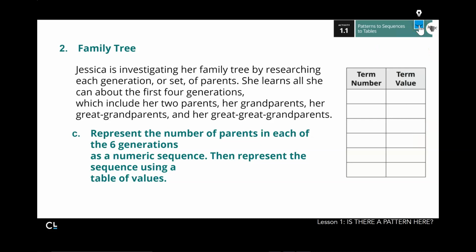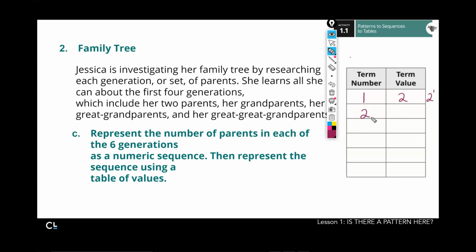Part C. Represent the number of parents in each of the 6 generations as a numeric sequence, then represent the sequence as a table of values. So, let's move that over there. So for my first set, we said it was 2 to the first power. So I'll put that out here so you know what I'm referencing it to. So that gives us 2.